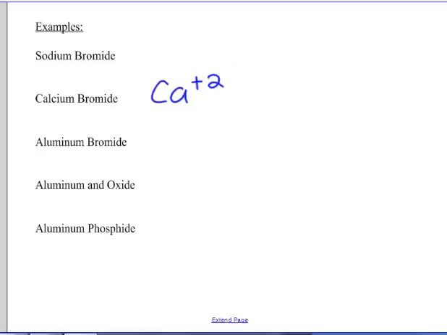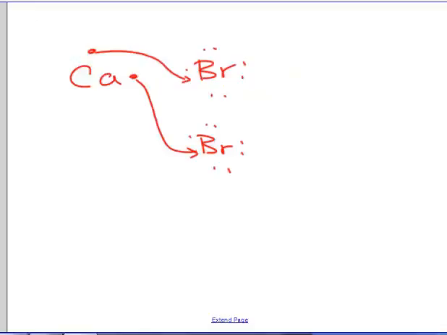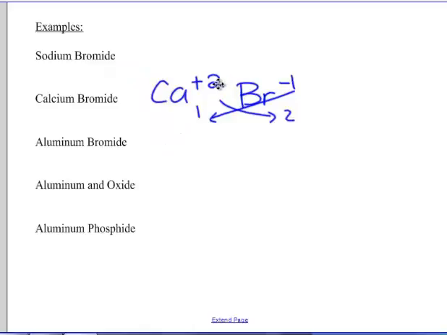The next one, calcium. Ca has a positive 2 charge. Bromine again has a negative 1 charge. Crossing my charges. That's the same thing that we did when we said calcium had 2 valence electrons and bromine had 7. Calcium had to give away its 2. Each bromine could receive 1, so we needed 2 bromines for the calcium. This is just a shortcut version showing the 2 and the 1.